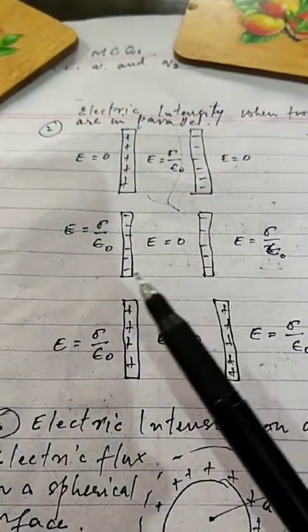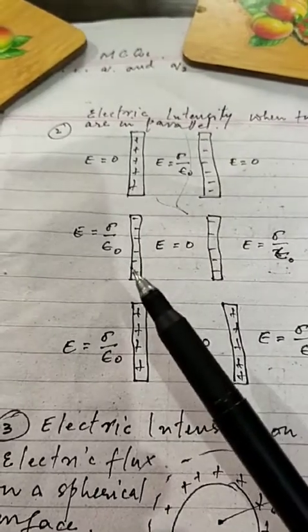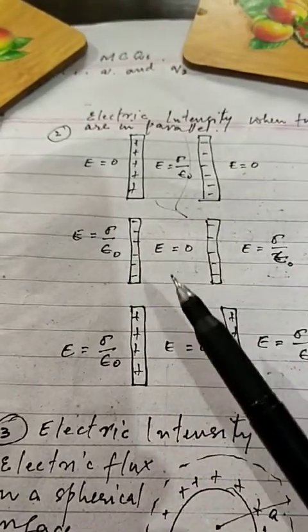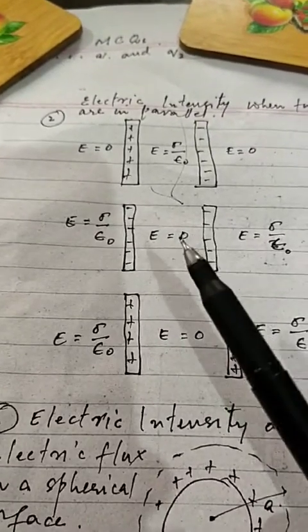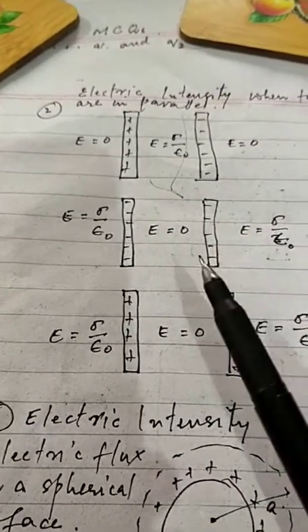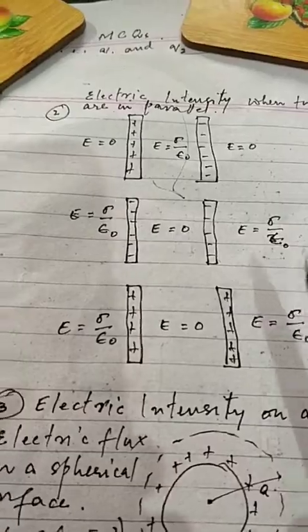When you come to the second option, when two negative charge sheets are placed in parallel to each other, then the total electric field intensity between the sheets will be 0. Inside the sheets will be 0, and at the right hand and left hand side it will be the same, equal to sigma over epsilon naught.